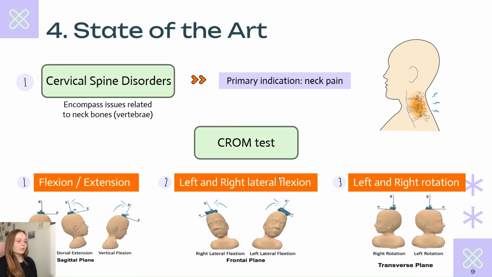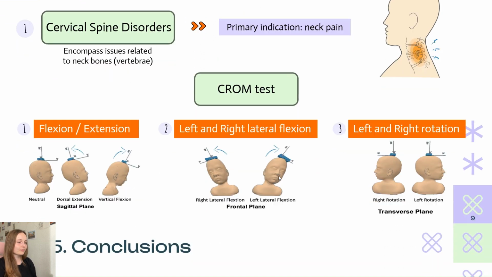The medical aspect around which our project was centered was cervical spine disorders, which encompass issues related to the neck bones. The primary indication for these pathologies is neck pain. One of the simplest assessments a physiotherapist can do is to see what movements can and cannot be performed by a patient. This is known as the cervical range of motion test, and it is assessed with the following three exercises: flexion extension, lateral flexion, and lastly, rotation.